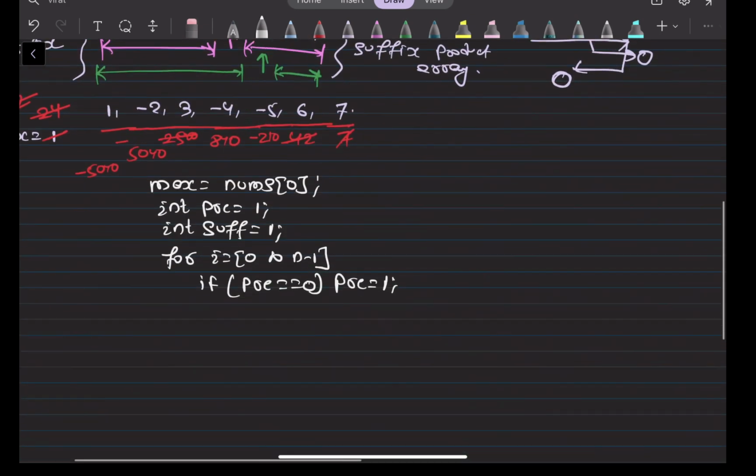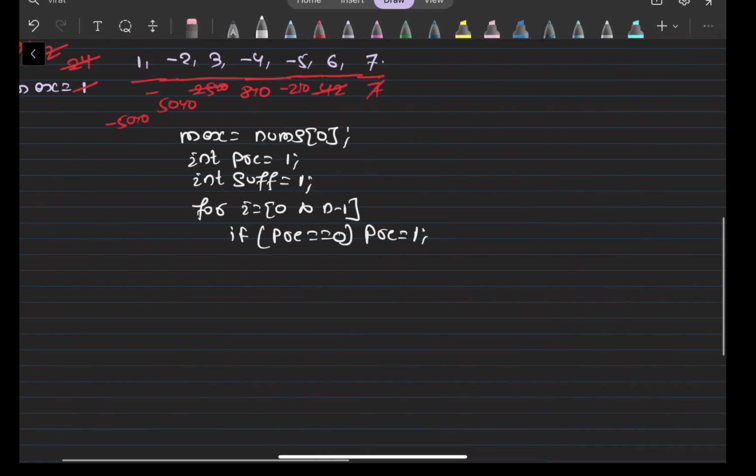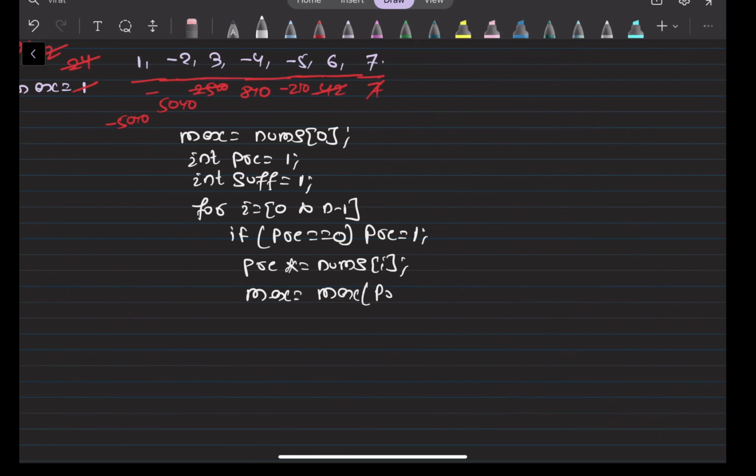Now if we move forward, what do we have to do? Then we just have to compute prefix times is equal to nums of i, and then we will update our max is equal to max of prefix comma max. This will be supported for the prefix. Now the same thing we have to do for the suffix also.